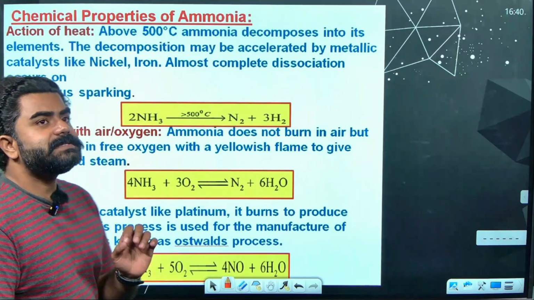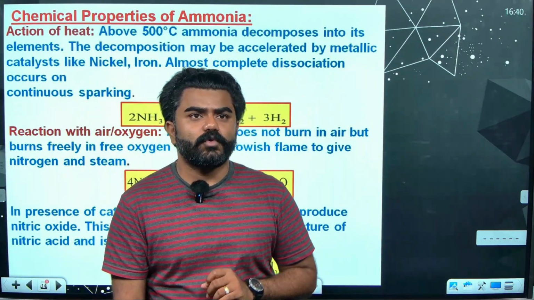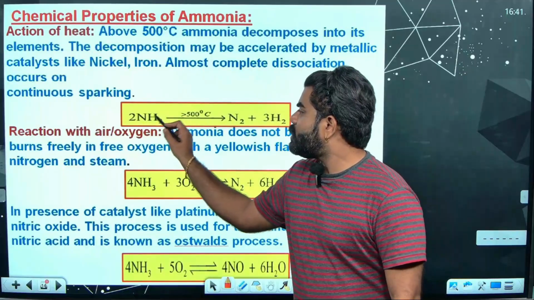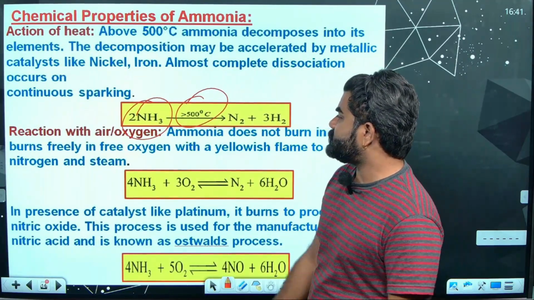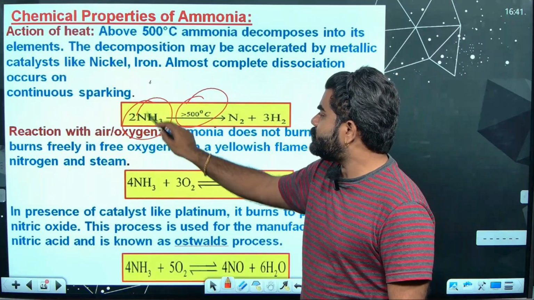Now let us see the chemical properties of ammonia. First, when ammonia is heated to a temperature greater than 500 degrees Celsius, ammonia decomposes.